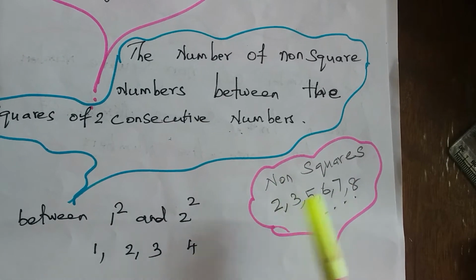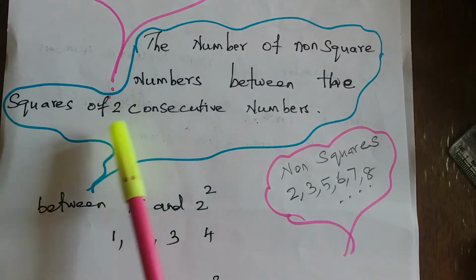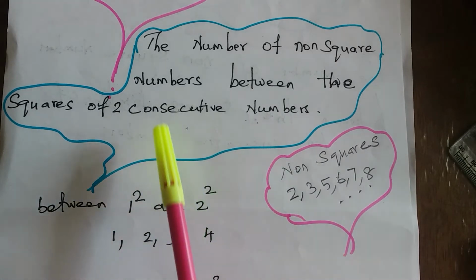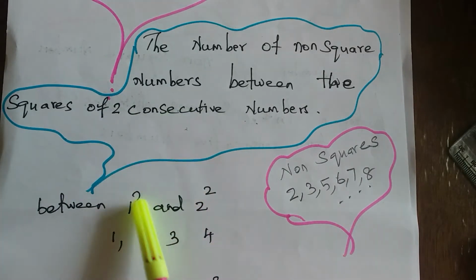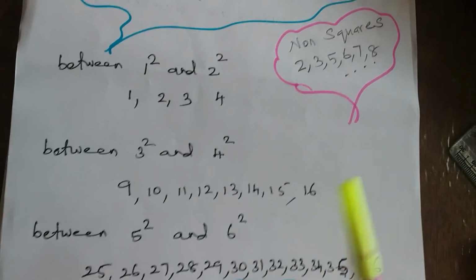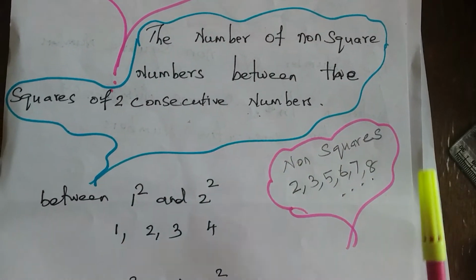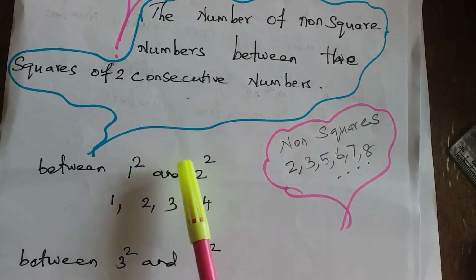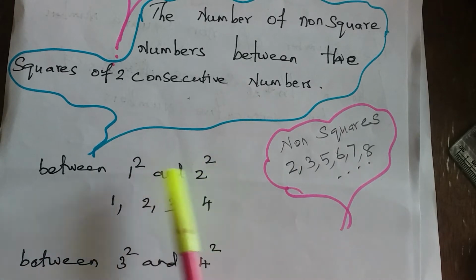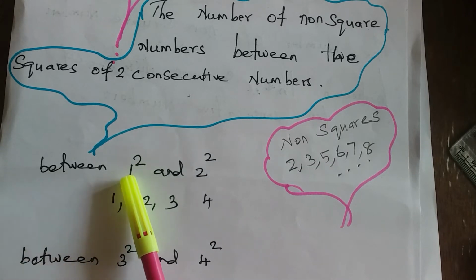Now, how many such non-square numbers are there between the squares of two consecutive numbers? What do you mean by consecutive? Continuous. 1 and 2 are consecutive, 3 and 4 are consecutive, 5 and 6 are consecutive, 10 and 11 are consecutive. Consecutive means continuous. So, how many non-square numbers are there between two continuous square numbers? How to get a square number? Multiply a number by itself.